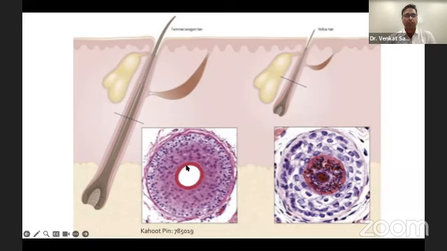You can see in the terminal hairs, this is the thickness of the inner root sheath, this is the outer root sheath, and this is the thickness of the hair shaft. The hair shaft is always thicker than the inner root sheath. Here, look at this. This is the hair shaft, but look at the inner root sheath, how thick it is. So this is how you differentiate vellus hairs from terminal hairs.